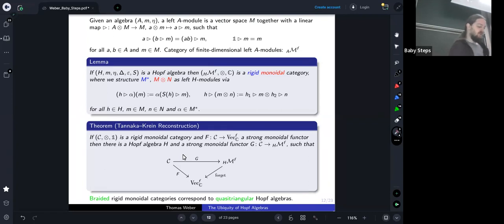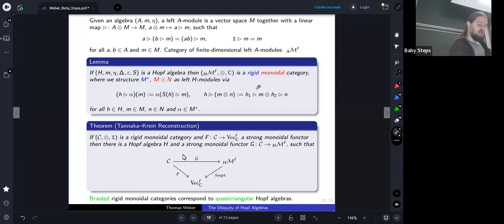A lemma you can prove, it's not difficult: if you have not only an algebra, but a Hopf algebra, then your left H modules have a lot more structure, meaning that you get a tensor product and you get a module structure on the dual.